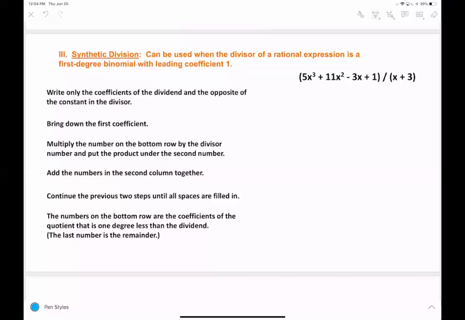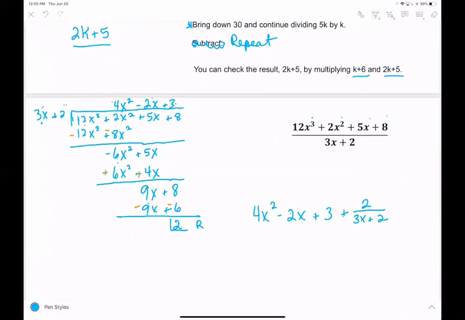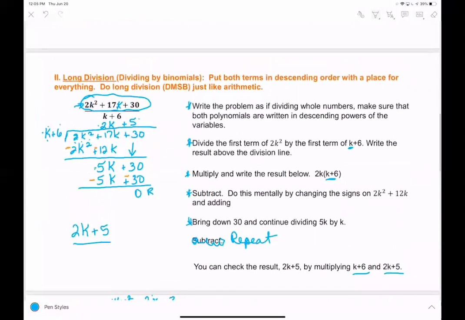This third method is called synthetic division. We can use it when we're dividing by a binomial, but we can only use it if the leading coefficient of the x term is a 1. So when I go back, this problem we would not be able to do, because that's not a 1. Now, if I go back to this first problem, we could use synthetic on this example, because that's a 1 right there.